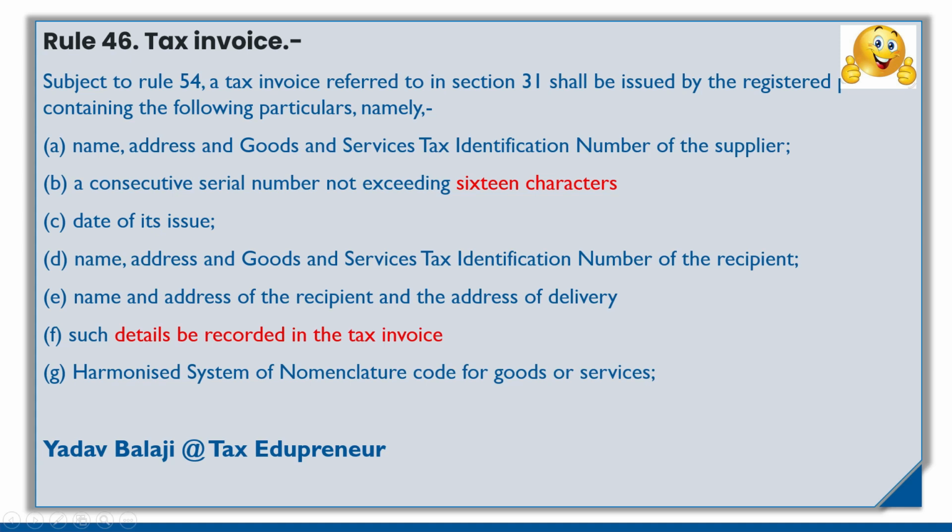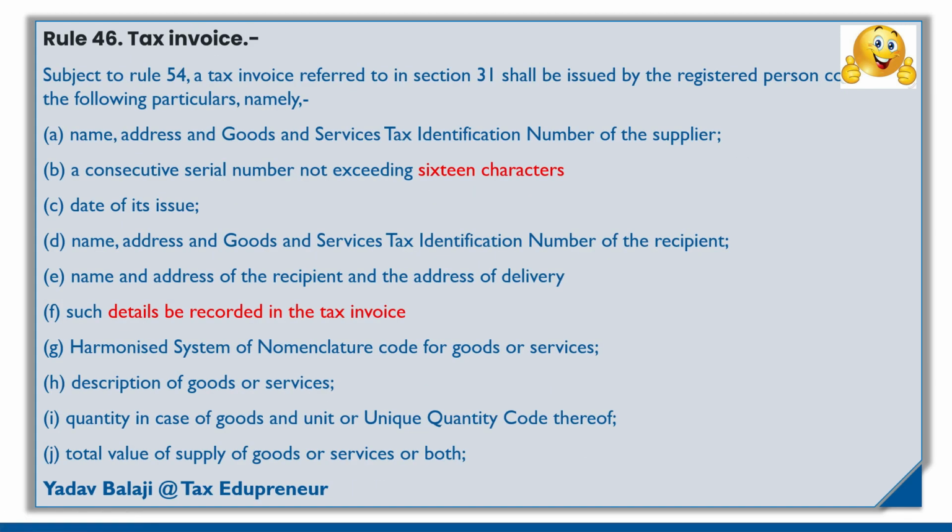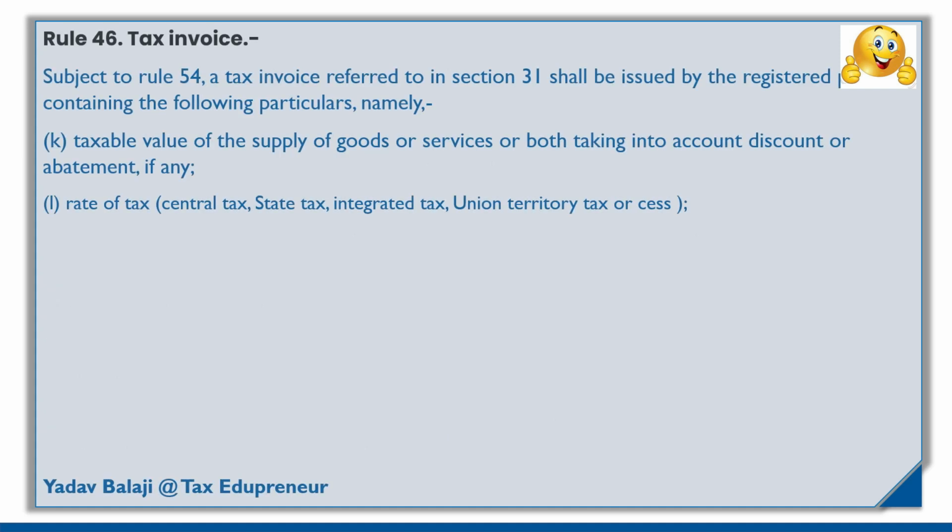And kindly mention the HSN code and SAC code in the invoice, whether it is goods or service. That code needs to be mentioned. It may be 4 digits or 6 digits. Now the description of goods: what kind of goods you are supplying, that description should be there. The quantity, how much you are supplying, needs to be there. Then the total value of supply of goods or services or both. So the total value we have to mention.